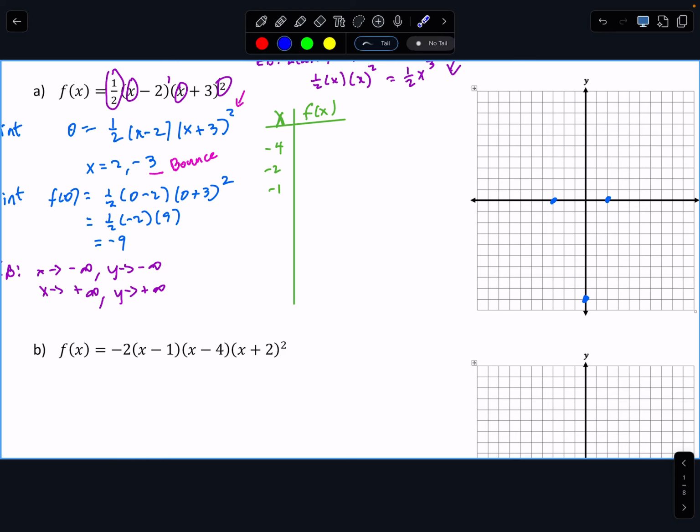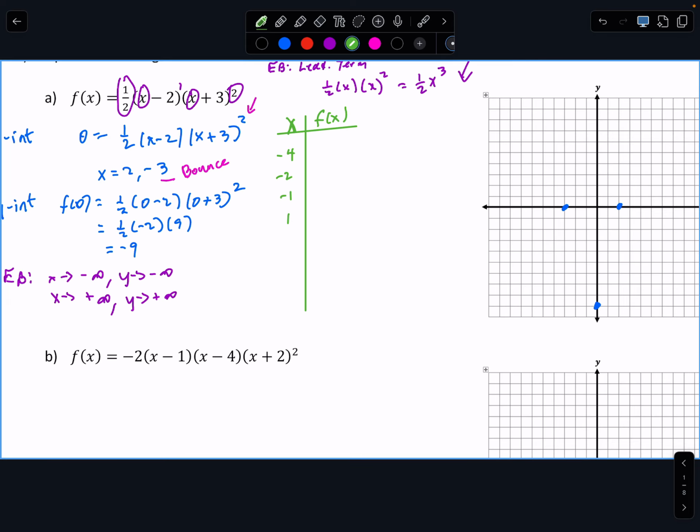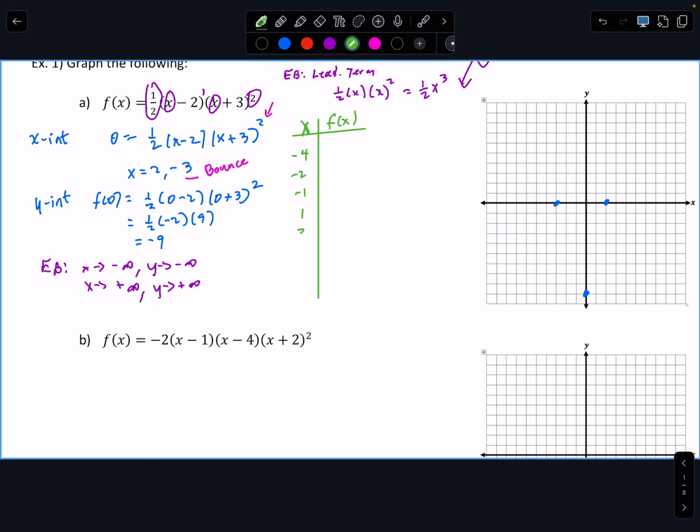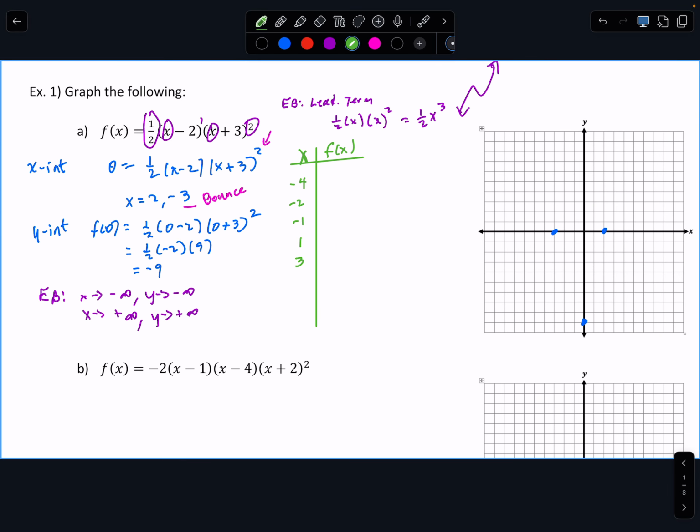At 0, we already know that it's at -9, so we don't need that again. We don't know where it's at 1, so there's another x value we should use. And then beyond the furthest right intercept at 3. And if we need to go further to the left of -4 or to the right of 3, you can add those in. And now you plug them in and you evaluate. And so it means that you're going to put f of -4 in and just put it into that factored form.